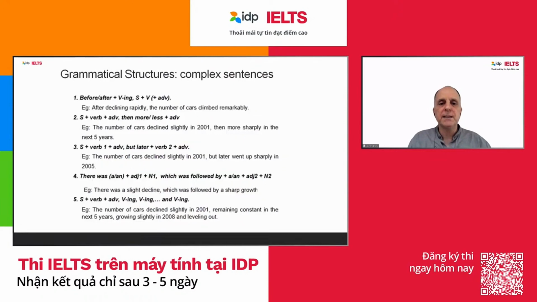And more importantly, some of the complex ones. Now, this number 5 is a very good one to use if you are running out of time. So, the number of cars declined slightly in 2001, remaining constant, or which remained constant in the next 5 years, growing slightly in 2008 and leveling out. Okay, so this is a very good one if you're running out of time, but just remember the word count is still important.